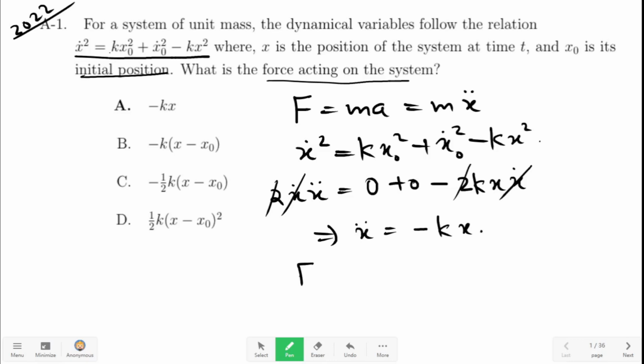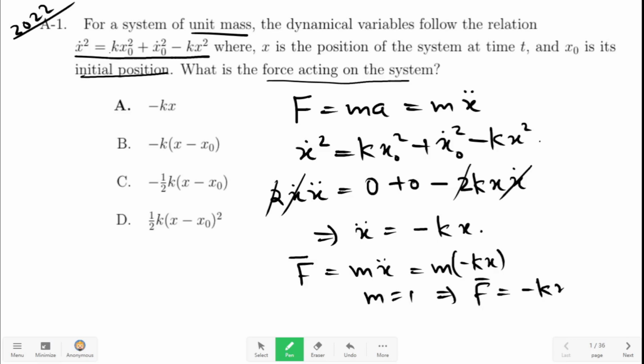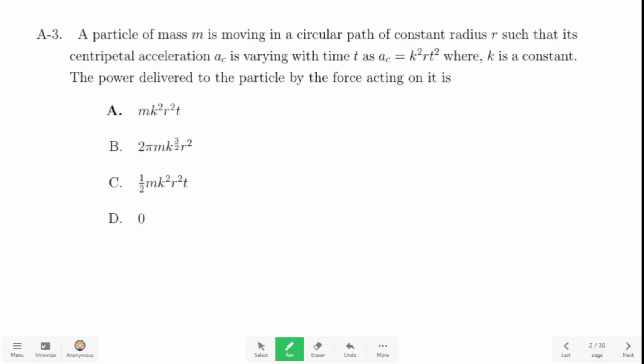Now f is equal to m x double dot is equal to m times minus kx. Now it is given that the mass is unit mass, therefore m is equal to 1. This implies f is equal to minus kx. Therefore the correct option here is option A. Let us move on to the next problem.